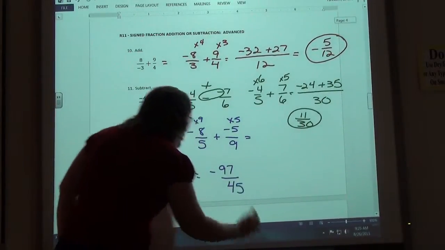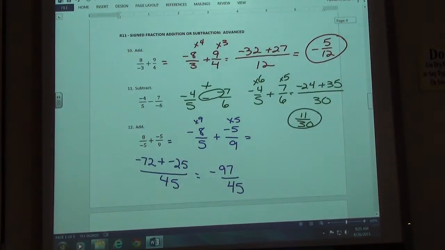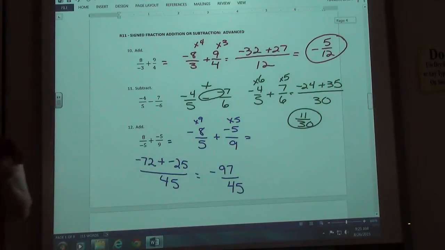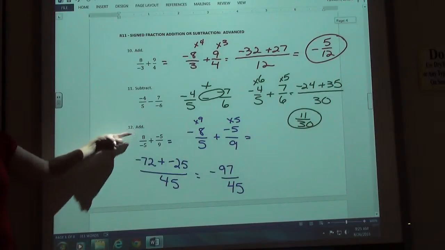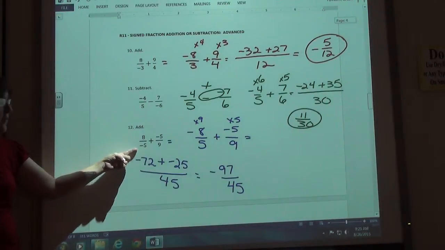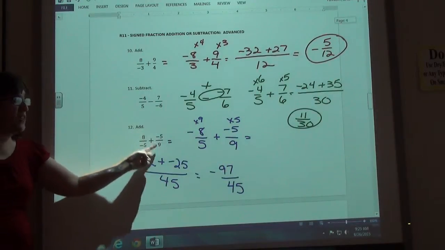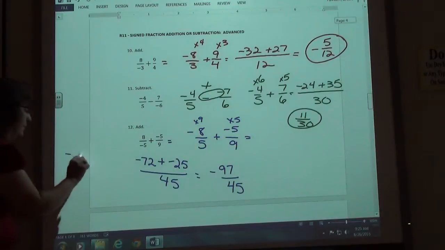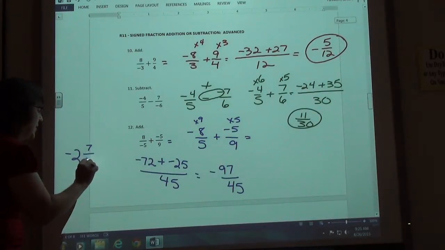Now, if you use your calculator and you do that one, on a Texas Instrument calculator, if you put the negative in the denominator, you're going to get a math error. If you have a Casio calculator, it's not nearly as picky. You can put the negative on the bottom. So I suggest punch it in like it looks. Negative 8 fifths plus negative 5 ninths. What shows up on your calculator screen? Negative 2 and 7/45.